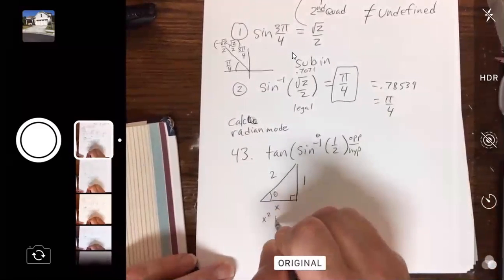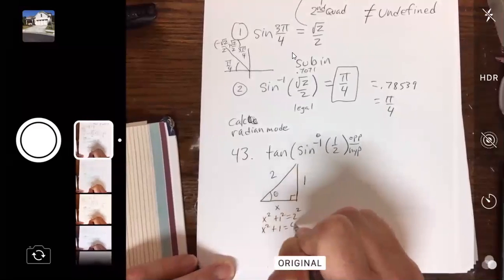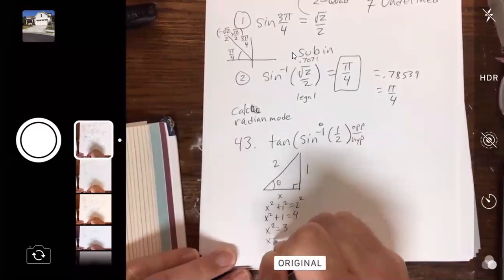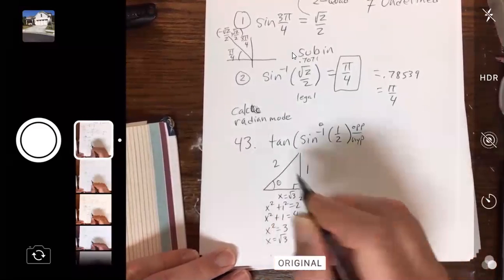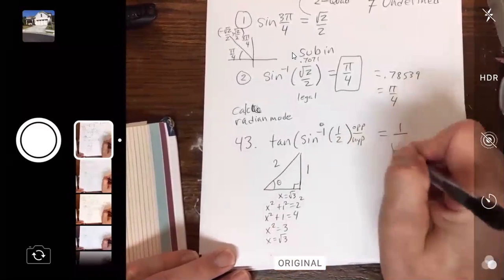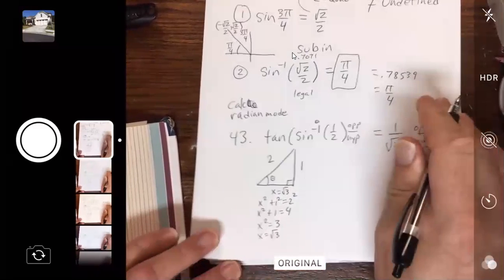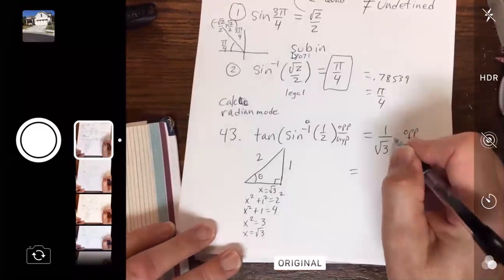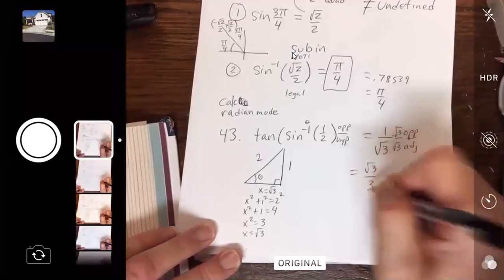All right, so you want to call this x. You've got x squared plus 1 squared equals 2 squared. x squared plus 1 equals 4, x squared equals 3 because you subtract 1 over, and x would be the square root of 3. Your tangent is opposite over adjacent, which is 1 over the square root of 3. They probably rationalize it for the book, although you don't have to for me, and call it root 3 over 3.